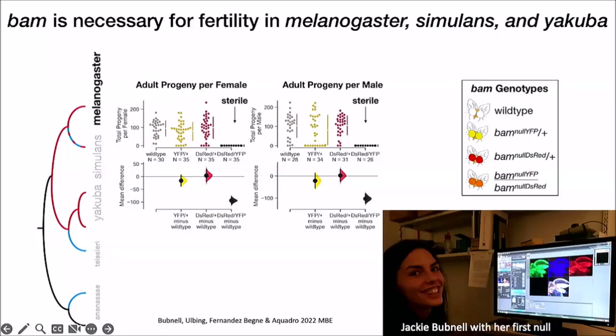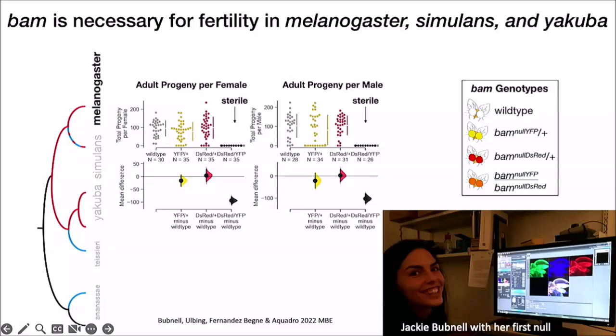We looked at melanogaster here, and Jackie Bubnell here. This is an image from when I was down in the imaging center with her, when we looked at the first null lines, and it actually generated a null, which is what we were hoping for.